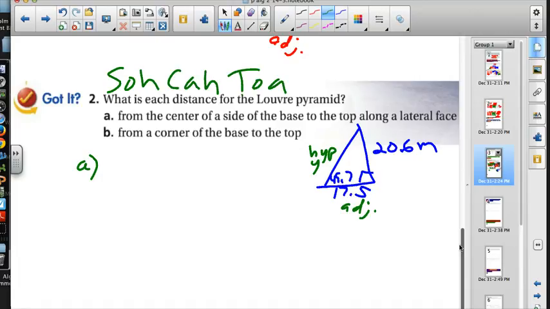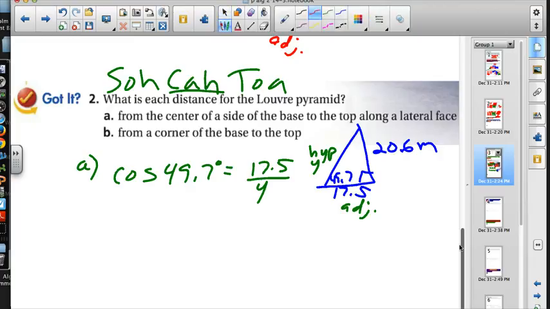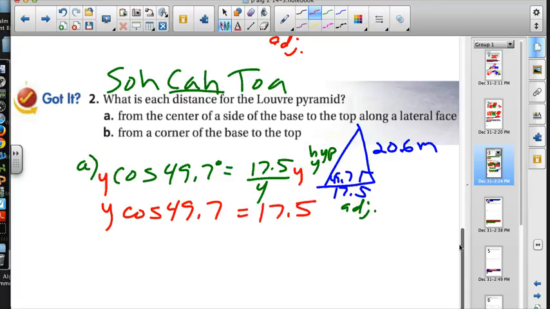And what I'm looking for is a trig function that just uses adjacent and hypotenuse, and that's going to be cosine. So the cosine of 49.7 degrees equals 17.5 over y. Now, something interesting has happened here, and that is that our variable is in the denominator. And we've talked about this before, that when you solve, you cannot leave your variable in the denominator. So first thing to do is multiply both sides by y, and then we'll see what's going on with this problem. Well, now I realize that it's y times the cosine of 49.7 degrees. So I am going to have to divide by the cosine of 49.7 degrees.